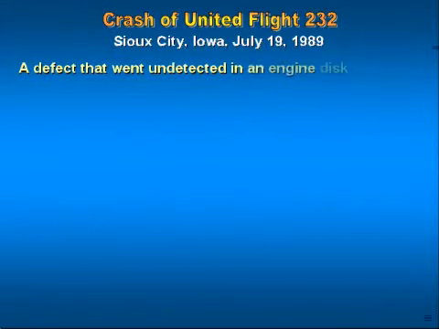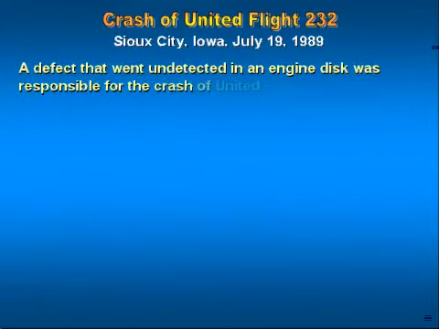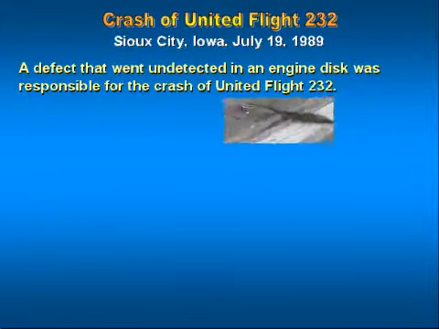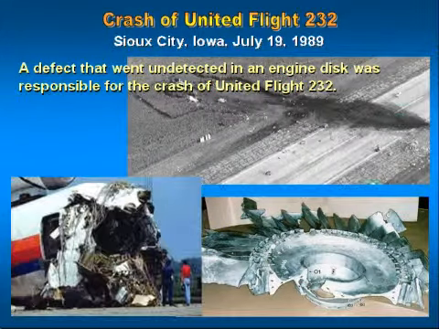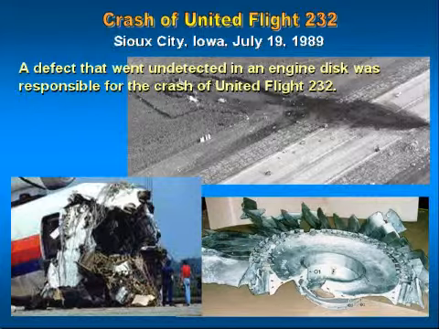Crash of United Flight 232. Here you can see the crash of United Flight 232, which occurred in Sioux City, Iowa on July the 19th of 1989. A defect that went undetected in an engine disk was responsible for the crash of United Flight 232.